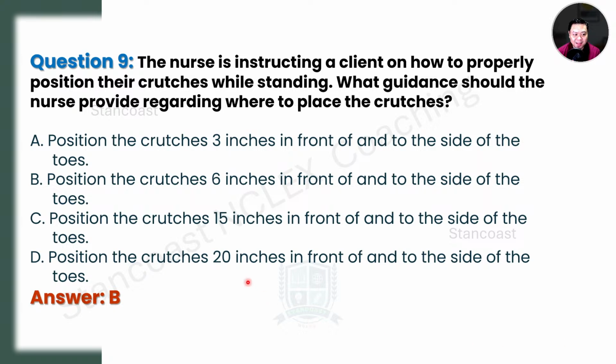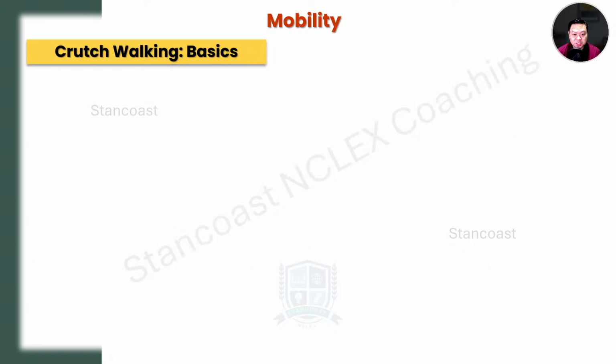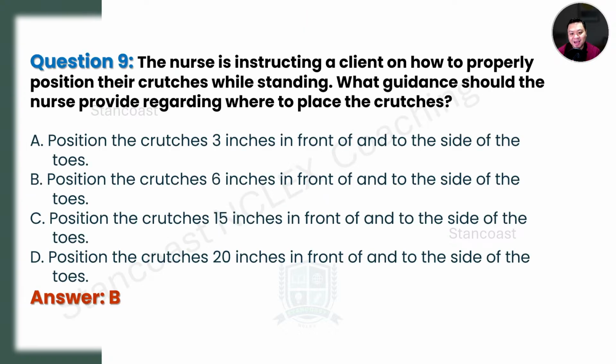And same thing with letter D, 20 inches in front and to the side of the toes. This will really destabilize the patient. It will put them at risk for falling. So remember the standard tripod position. You're going to have to use that 6 inches in front of and to the side of the toe. Okay, that is the standard approximation in placing the crutches while they're standing.